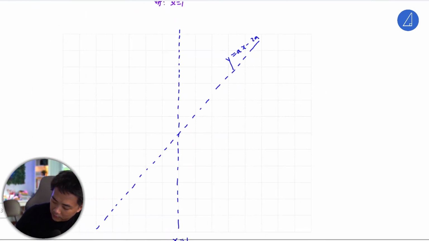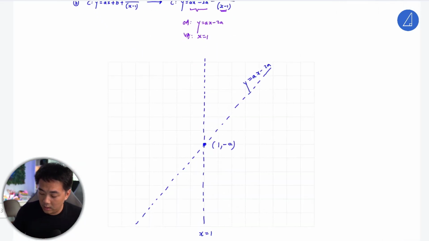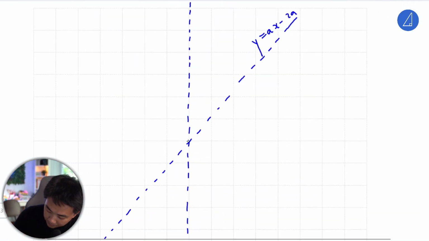It's good if we could find out what this point here is. This is when x equals 1. When you replace x with 1, it's a times 1 minus 2a, so it's negative a. So it's a negative value there. That's the first thing. Then this is 1, negative a. Just label this out.